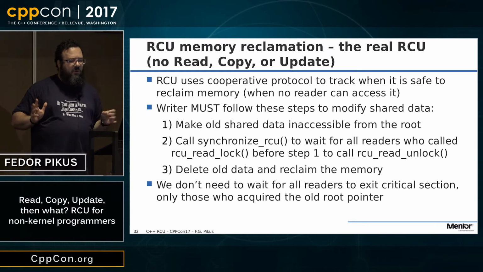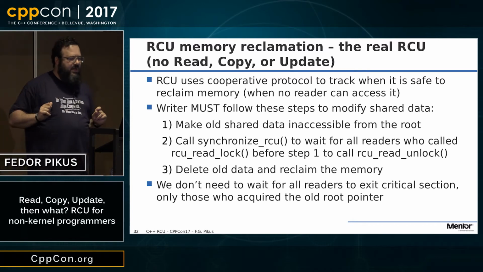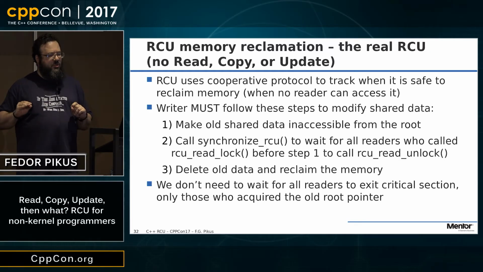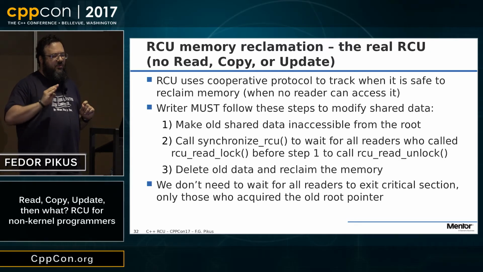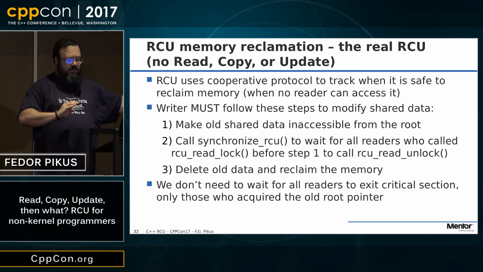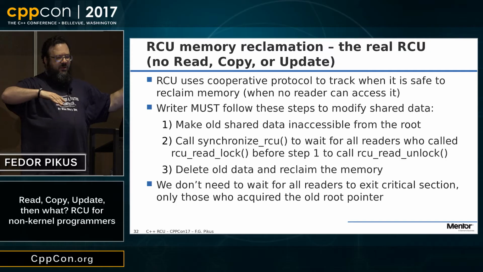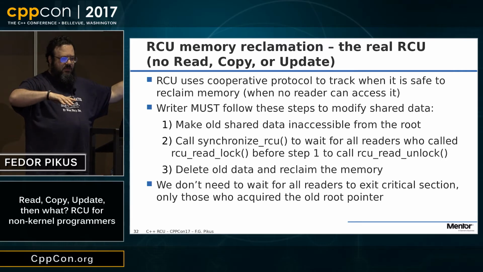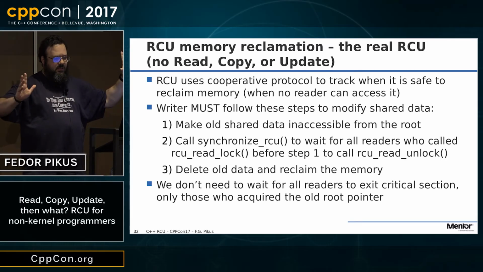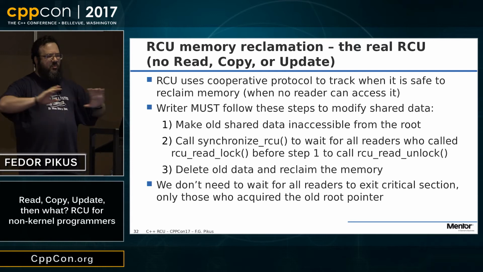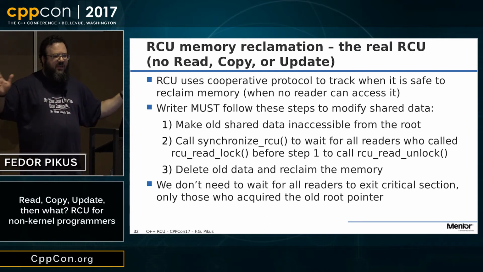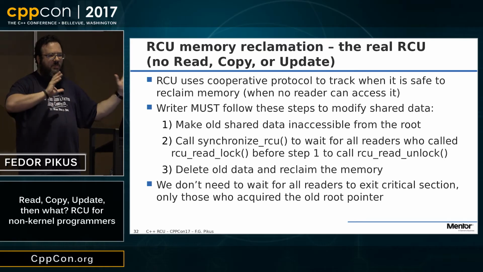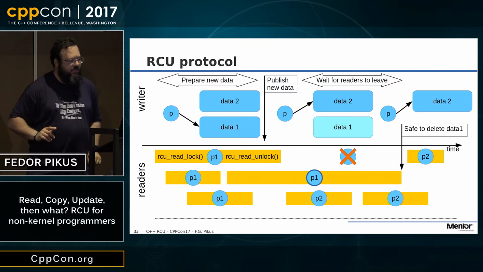At some point, the writer has to call, let's call it Synchronize RCU. And what that would do is wait for all the readers who called ReadLock before step 1, so before I made my data hidden. All the readers who could see my data that is now hidden. It wasn't hidden for them yet. So I have to wait for them to call read unlock. It's very important that I don't have to wait for all readers ever to stop reading, because that may never happen. I just have to wait for all the readers that saw my hidden data before it became hidden. Well, let me show you on the picture.